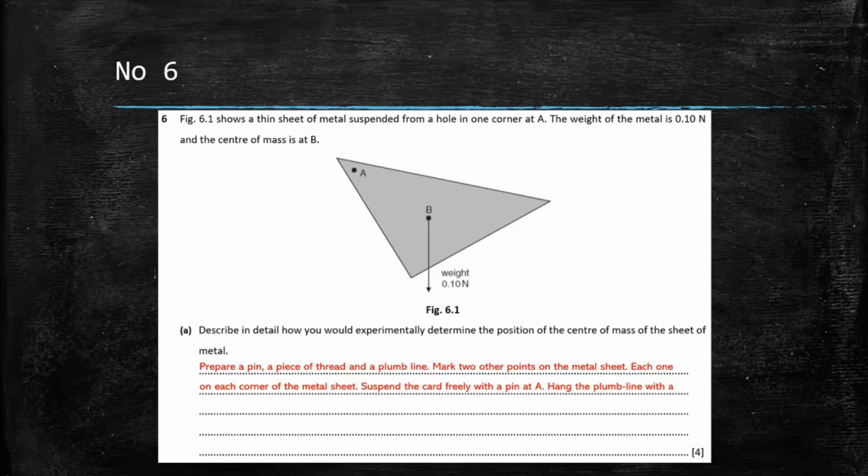Suspend the card freely with a pin at A. Hang the plumb line with a thread on the pin. Mark the vertical line made by the thread. Repeat the same procedure for the other 2 points. The center of mass is the point where the 3 lines intersect. This is the complete description for experimentally determining the position of the center of mass.